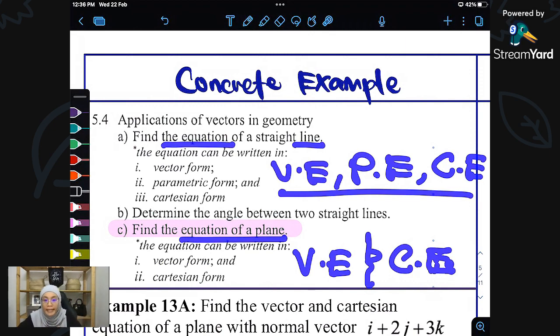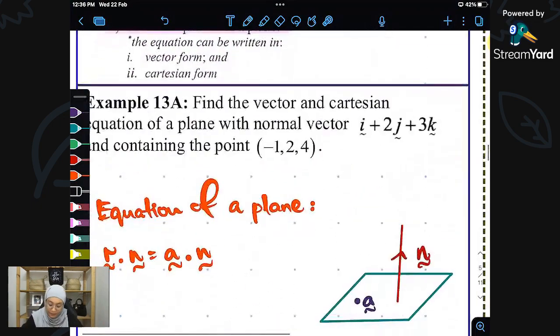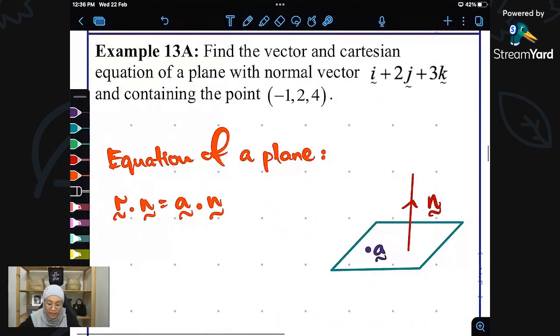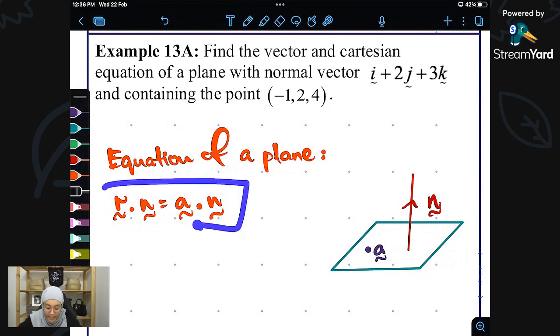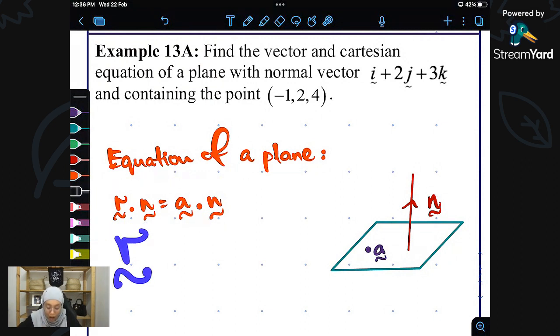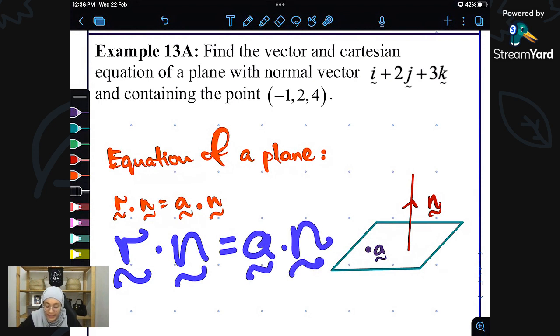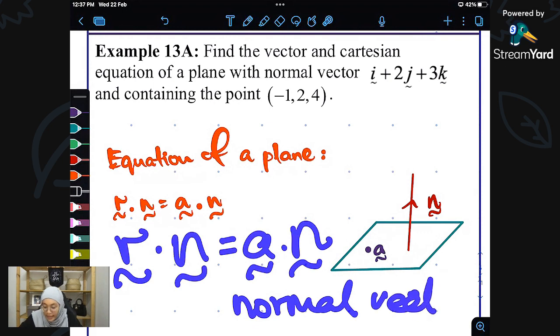So equation of plane got its own formula. Let's have a look at its formula. Okay, inilah formula kepada equation of a plane. R dot n is equals to A dot n. So everything is in dot product. Tetapi you got to remember the alphabet lah. R dot n equals to A dot n. And the n is called the normal vector.